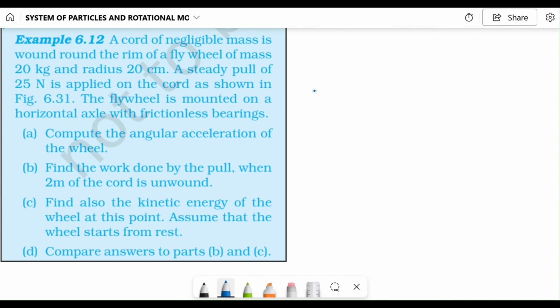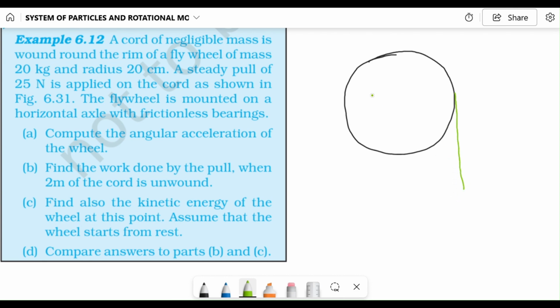So here we have example 6.12, and what is it saying? A cord of negligible mass is wound around the rim of a flywheel of mass 20 kg and radius 20 centimeters. So let's say this is the flywheel. This is a kind of heavy disc, mostly made up of steel or some other heavy element maybe. So this is the flywheel and a cord of negligible mass is wound around. Okay, so let me try to make this. Let's say it is wound around this, and let's say it has an end here.